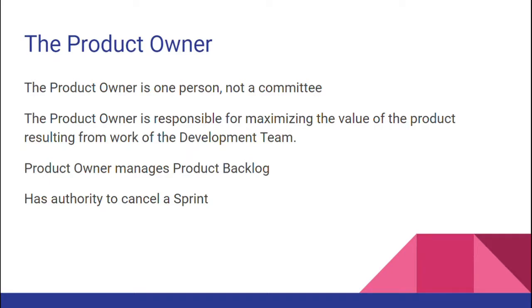So there are basically three artifacts in the Scrum framework, that is product backlog, sprint backlog, and increment. The product owner is the owner of the product backlog and he manages it, and he prioritizes the items in the product backlog, and on the basis of the priority the items from the product backlog are taken into the sprint backlog.